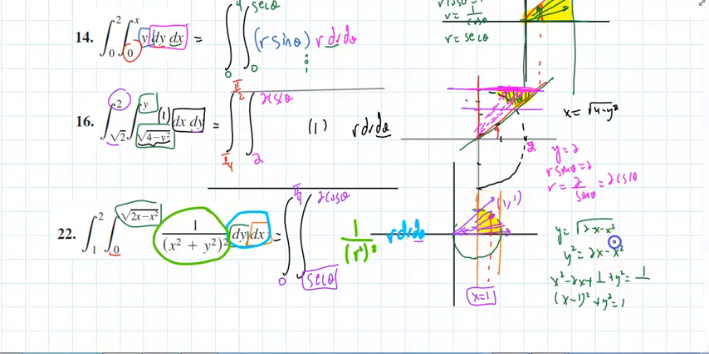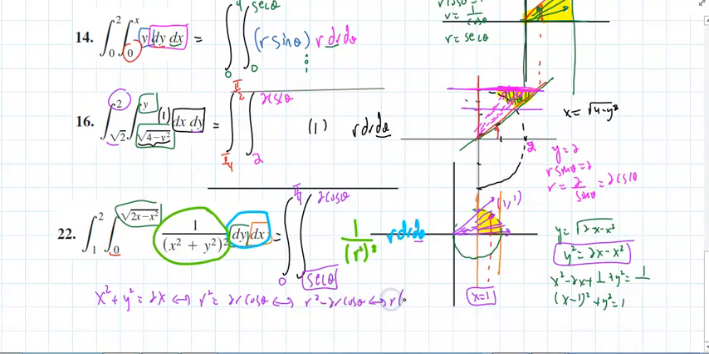And I can get that from this equation right here, where it says x squared plus y squared equal 2x, or simply r squared equal 2r cosine of theta. And if I get everything on one side, 0 on the other side, and factor an r out, I'll get r to equal twice the cosine of theta.